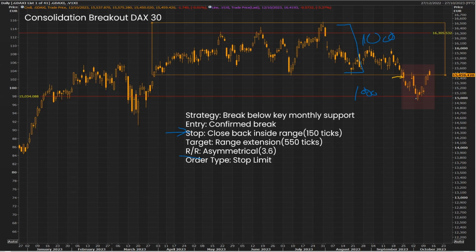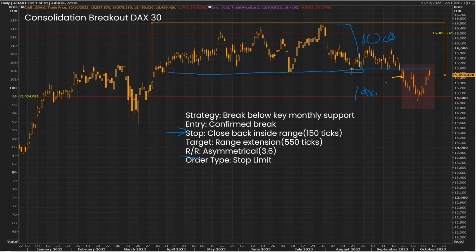What order type would we use? Again, in terms of the stop, for this trade to be proven invalid, I would need to see it close back inside this consolidation range. For it to close back inside this range, we're going to need a lot of time frame participants to get involved on the buy side. So in essence, I'm more comfortable using a stop limit order here.